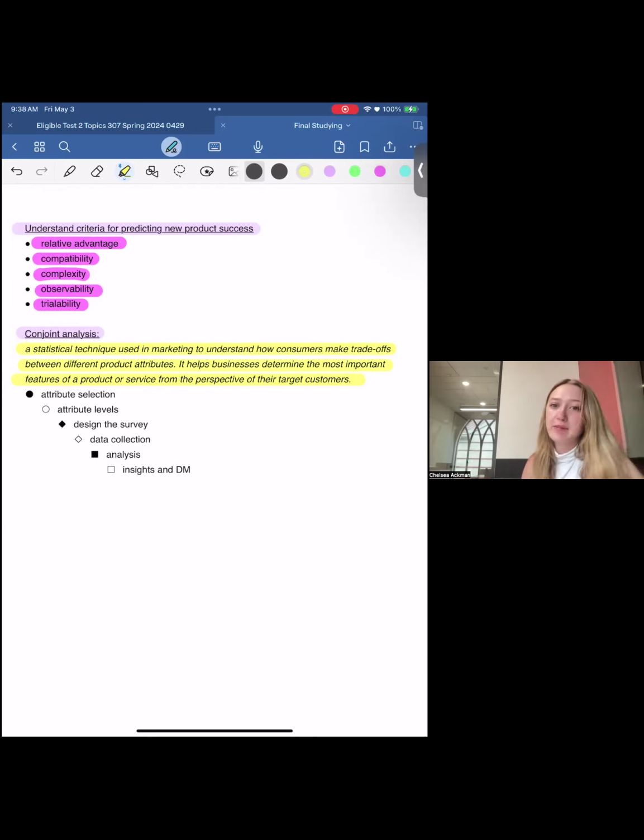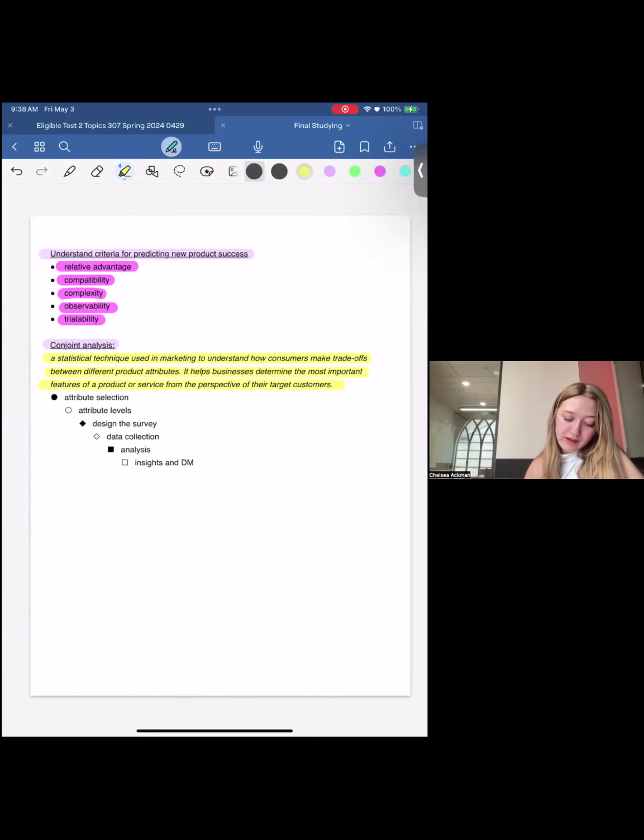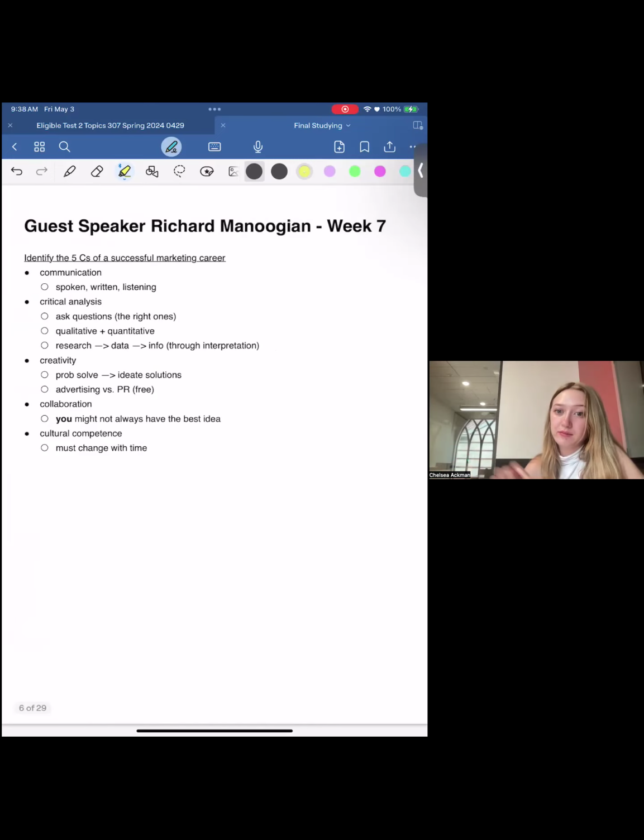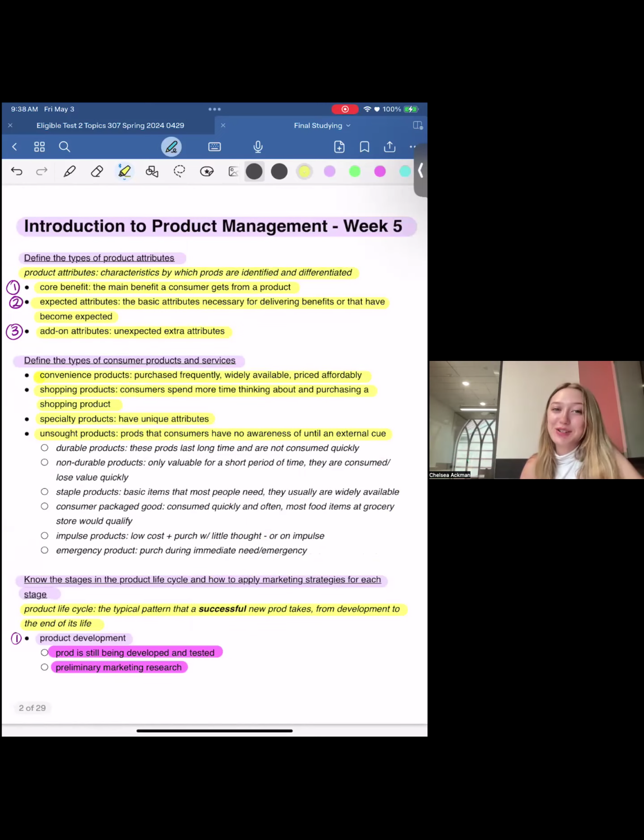And then these are like the steps of conjoint analysis. You select your attributes, you select attribute levels, you design the survey, you collect data, you analyze the data, and then you have insights and decision making. So that is it for, what was that? Introduction to product management.